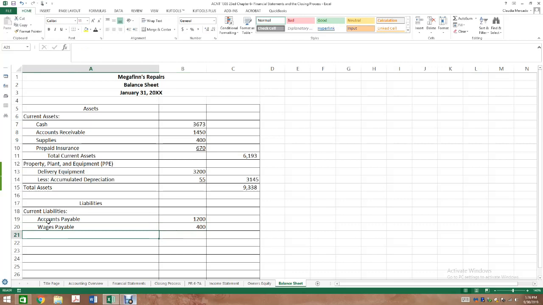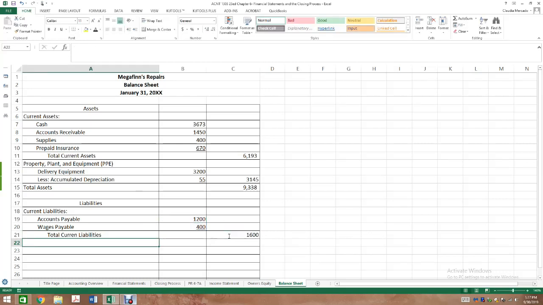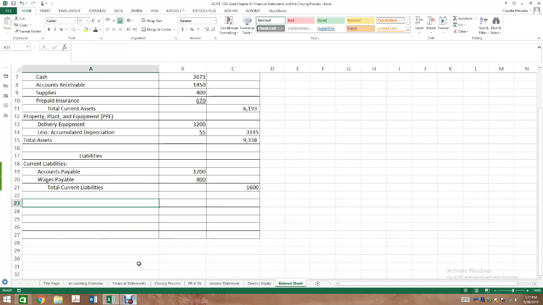Okay, so now I can figure out my total current liabilities, which is the sum of the $1,200 plus the $400. That's going to give me $1,600. So this is my total liabilities that I have. Okay, I have total current liabilities of $1,600. The next section I have is my owner's equity section.